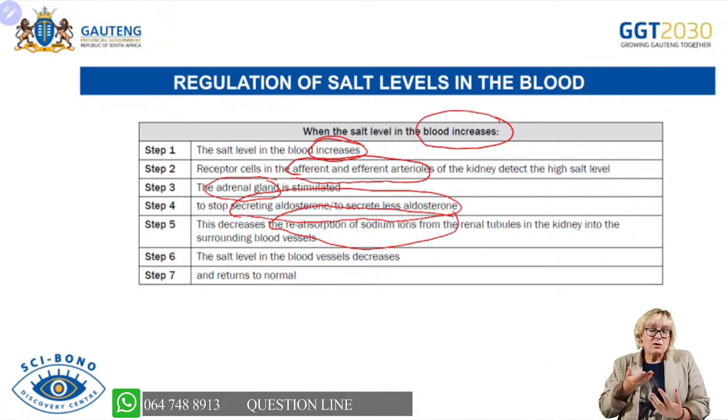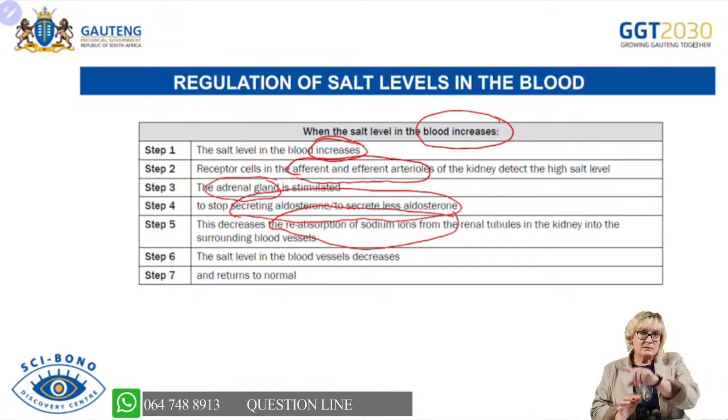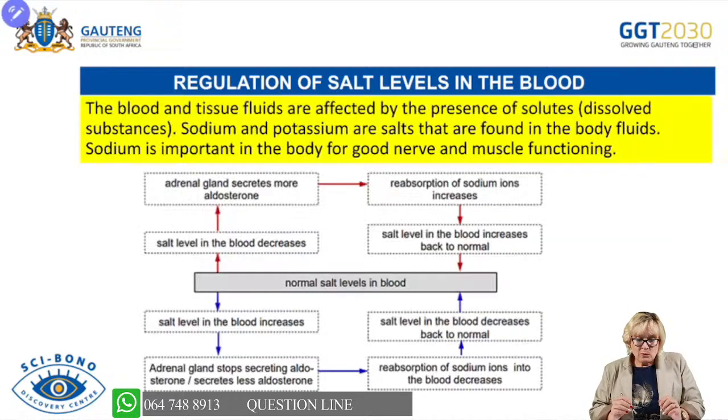If the salt levels are too low, what is happening? Same thing. Who is picking up that it's too low? The afferent and the efferent arteriole. They send a message where to? To the adrenal gland. Where's the adrenal gland? On top of the kidney. And then what does the adrenal gland do? Because we don't have enough salt, we want it back, it mustn't leave the body, so more aldosterone will be secreted. The aldosterone goes to the kidney, and it will stimulate the reabsorption of those salts. So the level will go back to normal, and there will not be salts in the urine. All right, so that's very important.